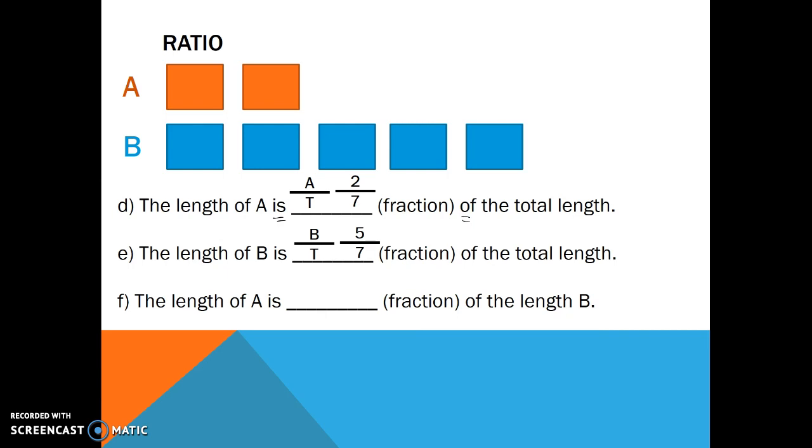And on letter F, we want to know the length of A is something of the length of B. So we're going to write A over B, or 2 over 5, 2/5. So that would read the length of A is 2/5 of the length of B.